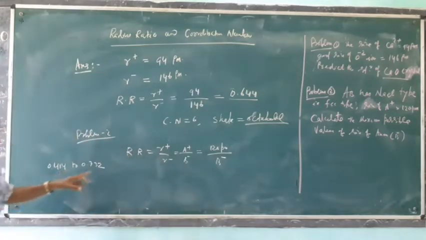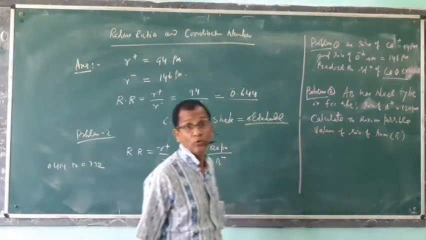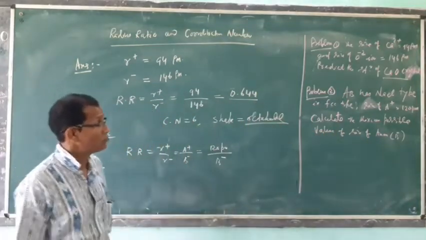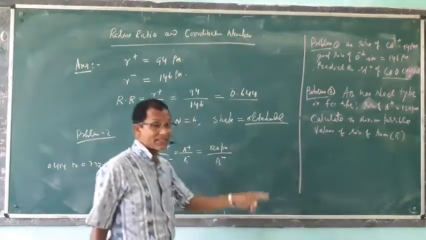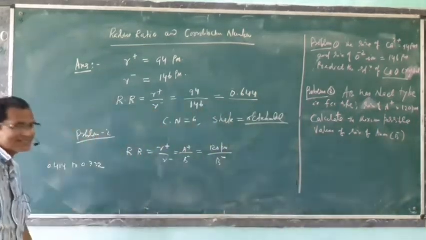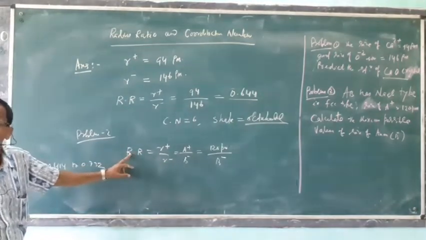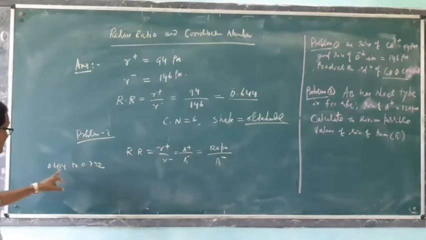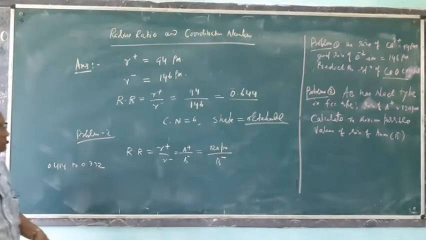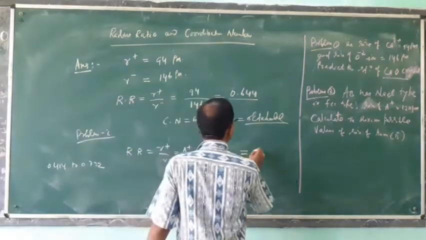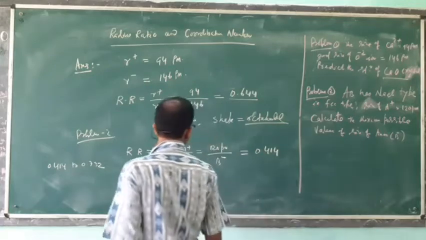But here, you see the question, maximum value. Which value? Anion size should be maximum. Maximum anion size means minimum radius ratio. That is, we have to take 0.414. So you put this value, 0.414.